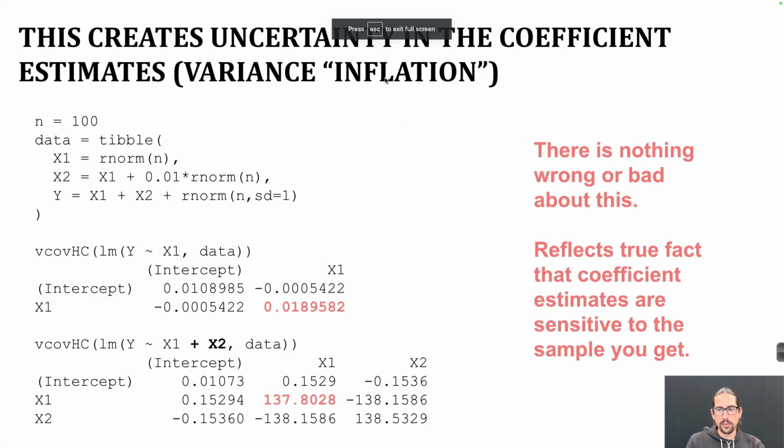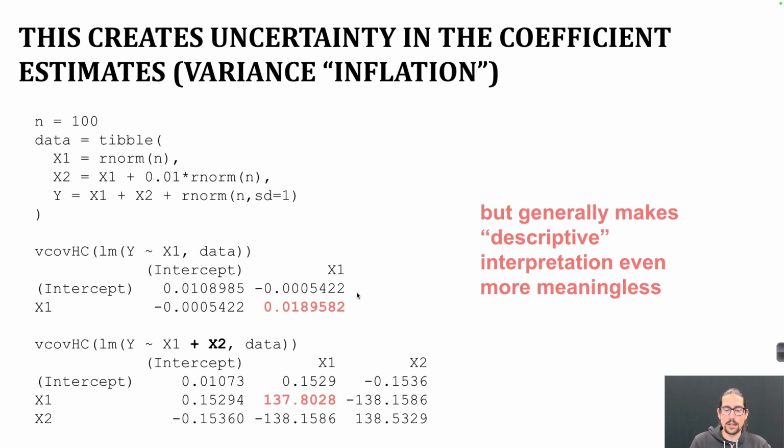Sometimes people will say there's variance inflation if you add collinear variables, but it's not actually inflating. You're just changing the question. It's not like this is the right answer and then it blows up, because this coefficient is not comparable to this coefficient. They're just different quantities. And so here, like I said, this big number reflects the fact that the coefficient estimates are very sensitive to the sample that you get in cases where there's this kind of collinearity.